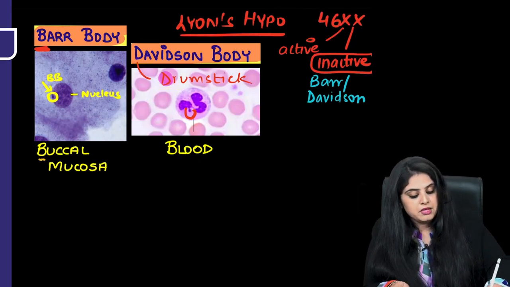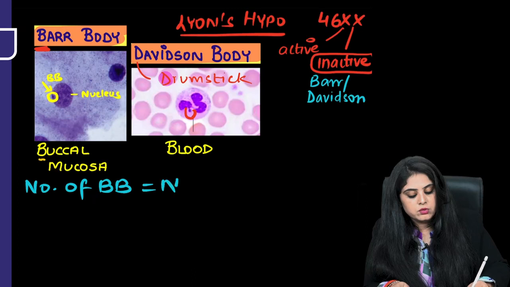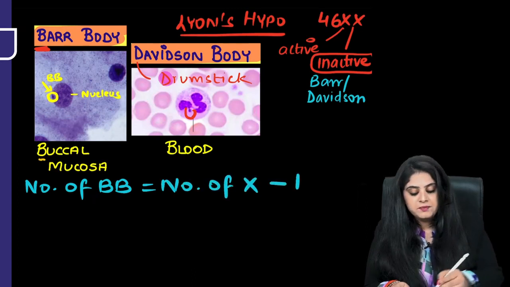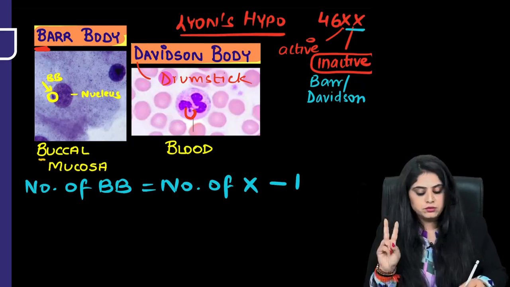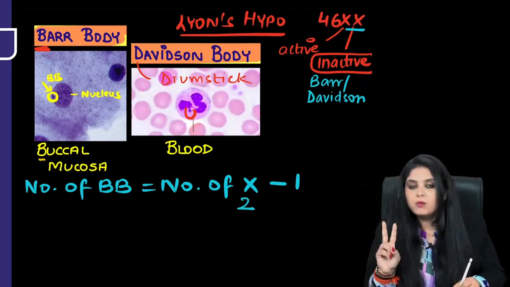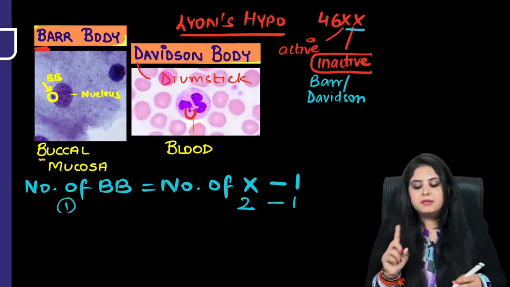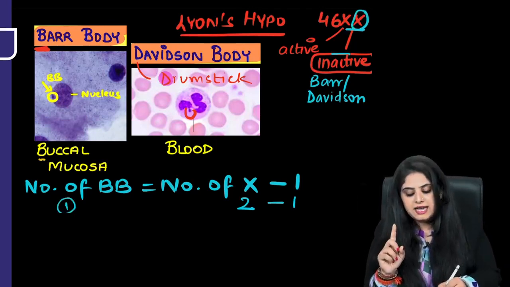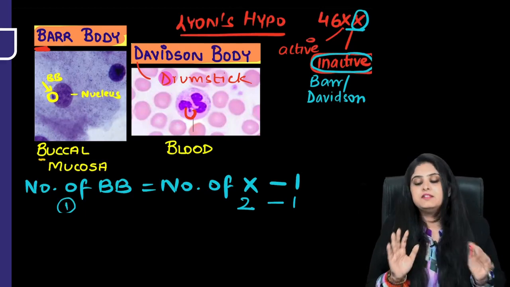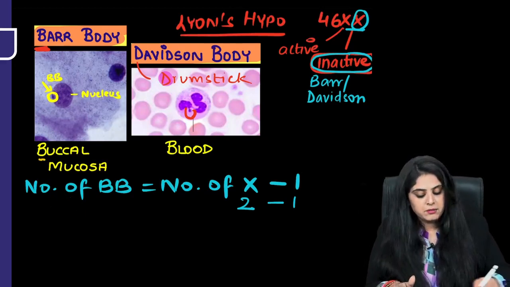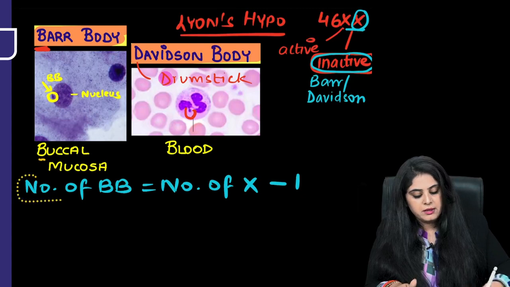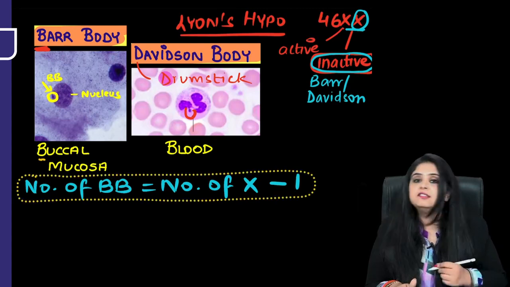And I hope you remember, the formula for the number of Barr bodies is equal to the number of X chromosomes minus 1. So for example, a female has how many X chromosomes? 2 X chromosomes. That means how many Barr bodies? 2 minus 1, one Barr body. Every female has one Barr body. One inactive X chromosome is present in every female. So remember this, the number of Barr bodies is the number of X chromosomes minus 1.